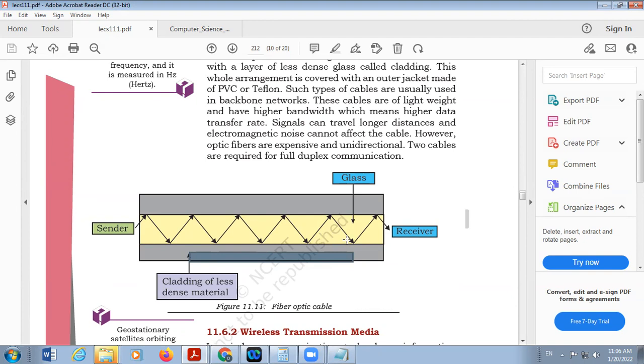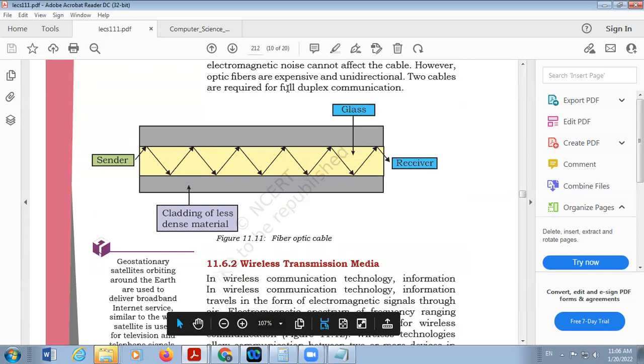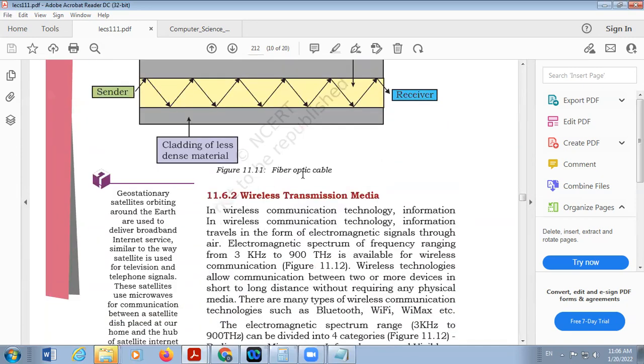Second one, it is very difficult to assemble them. They need technical knowledge, otherwise it is not feasible for a normal person to attach optical fiber cables. Clear? So it needs a high level of technical knowledge. If you have any doubt in this... No, sir. So these are the three types of cables.